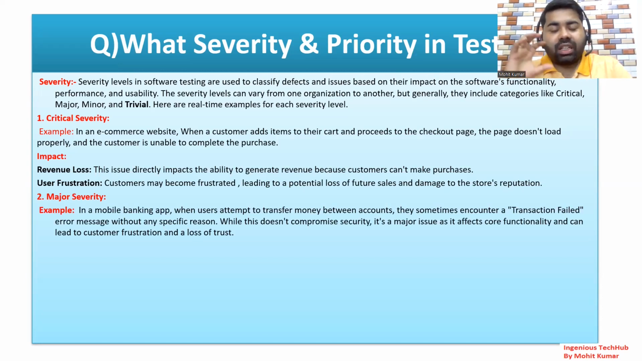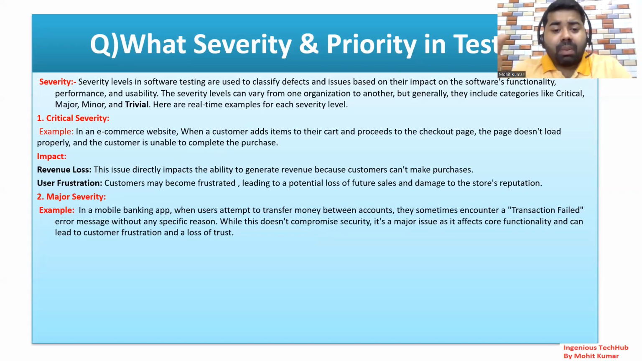One is critical, the complete blocker, where we are stuck. But major severity means major functionality is not working at all.